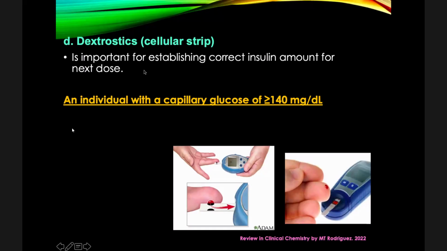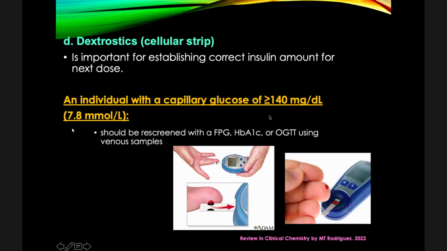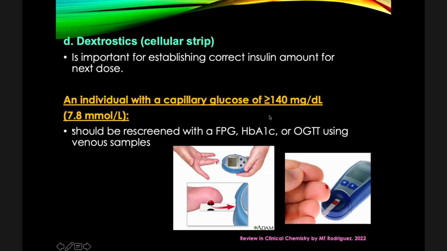Mayroong rule po. If the capillary glucose concentration reached 140 and greater, capillary glucose yan guys ha. Ma'am, is it fasting or non-fasting? Well, lalo na pag fasting. If the fasting capillary glucose is 140 and above, ano sabi ng doctor? Nako, you should be rescreened. Meaning, you have to have another sample testing, but this time we use venous.